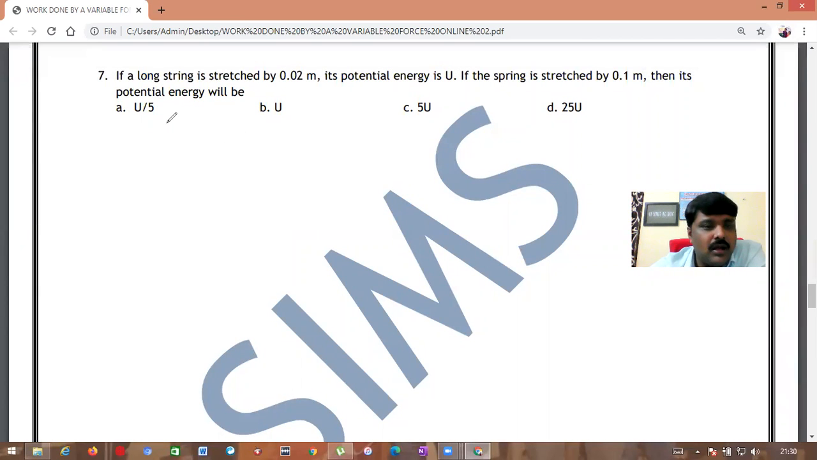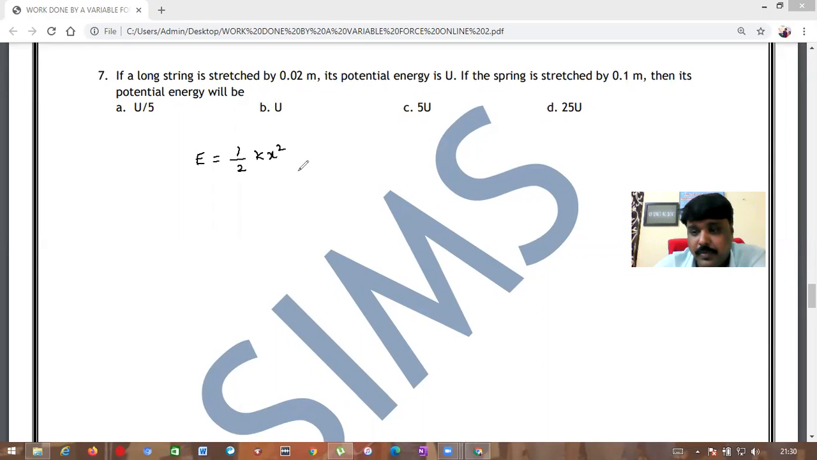If a long spring is stretched by 0.02 meters, its potential energy is U. If the spring is stretched by 0.1 meter, then its potential energy will be? Here also the same thing, the potential energy E equals half k x square, as he has taken the same spring, and the displacement, that means the stretch of the spring, is given, elongation.